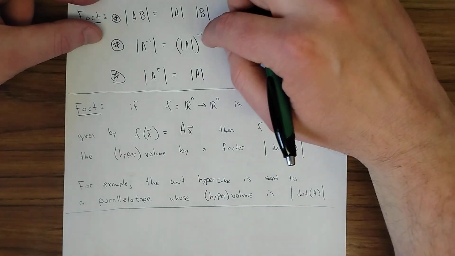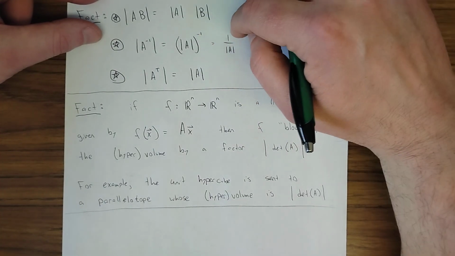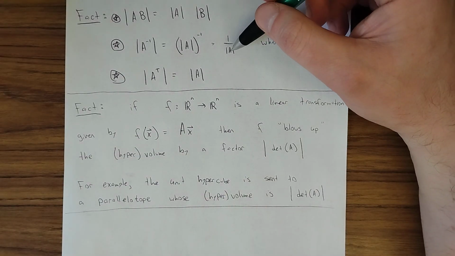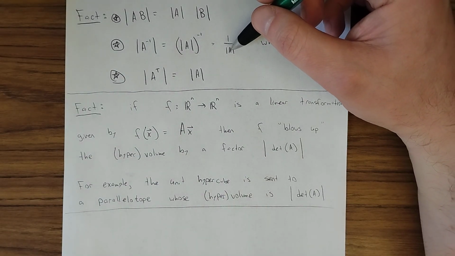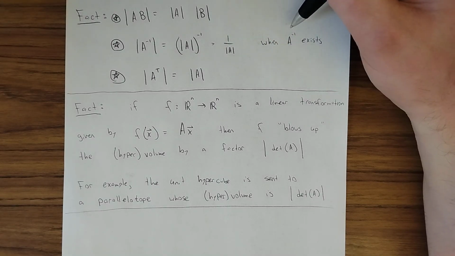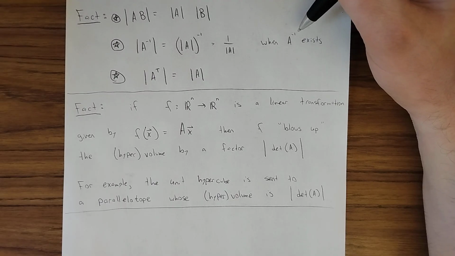Of course, like I said, when I talk about a real number to the -1, that's the same as 1 over that. And of course, we are not dividing by 0, because if we were dividing by 0, the determinant would be 0, which would mean that the inverse doesn't exist. So there isn't a problem there.